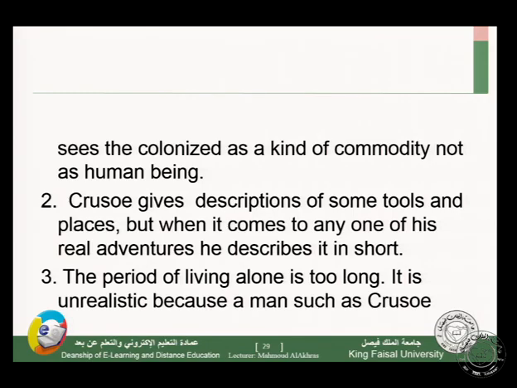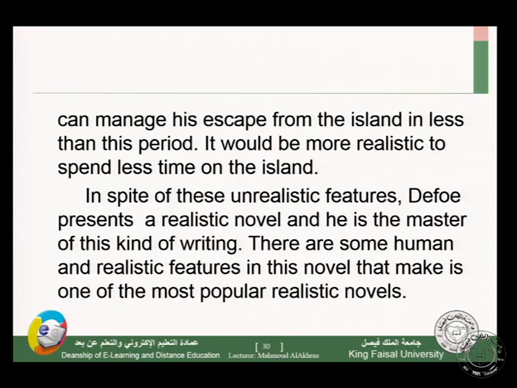The period of living, another feature, the period of living alone is too long. To live alone for more than 28 years, it's unrealistic. It is unrealistic because a man such as Crusoe can manage his escape from the island in less than this period. So Crusoe can manage his escape from the island. This will be in short time, not in a long time for 28 and more, even more than 28. He couldn't manage his escape.